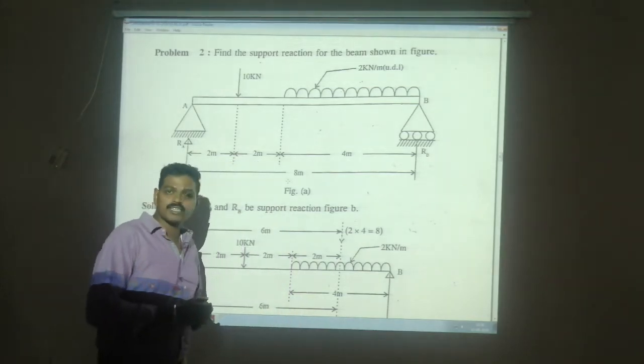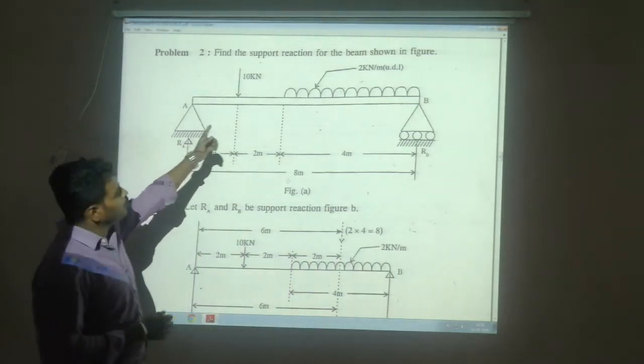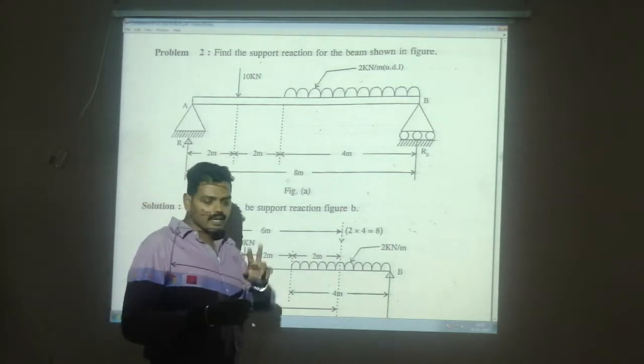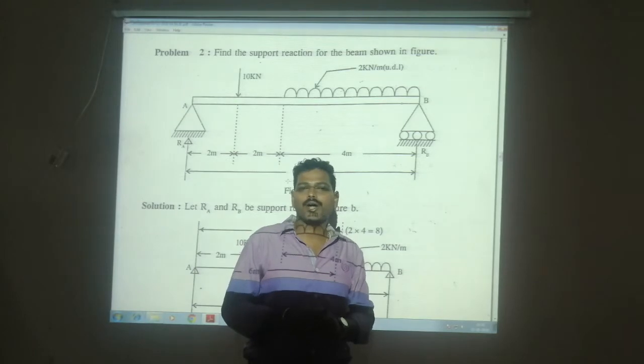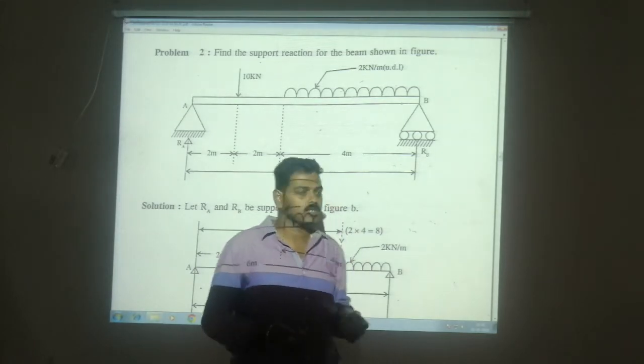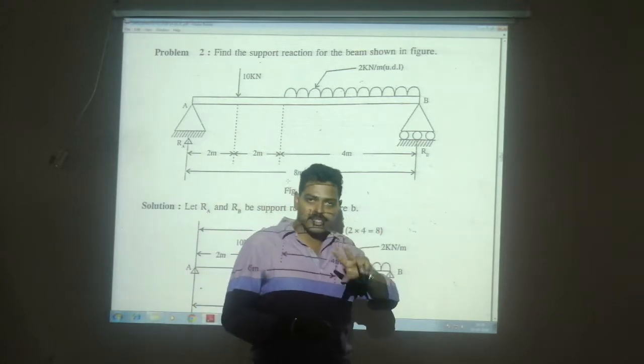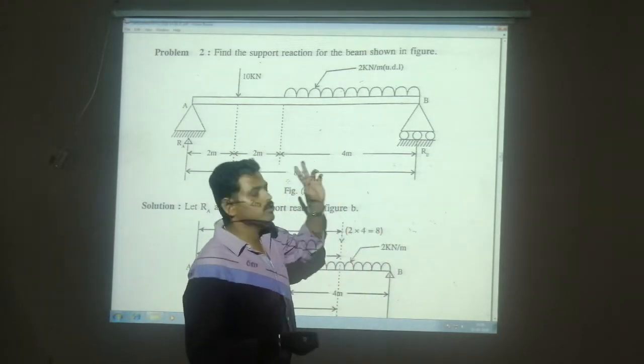So continuing with the second problem, find the support reaction for the beam as shown in the figure. In the previous problem there were two loads of the same type, point loads, or what we can say concentrated loads. But here there are two different types of loads.